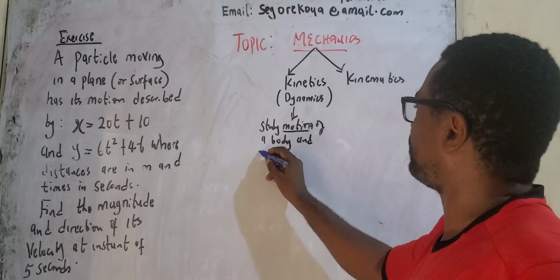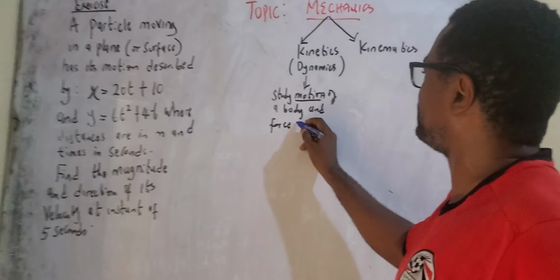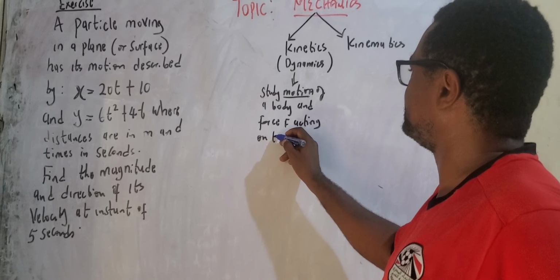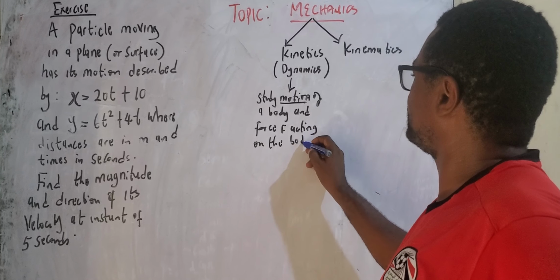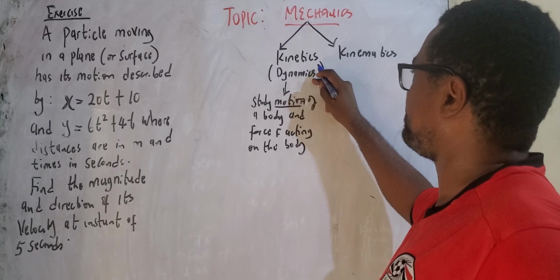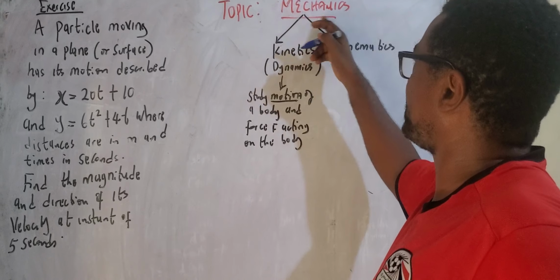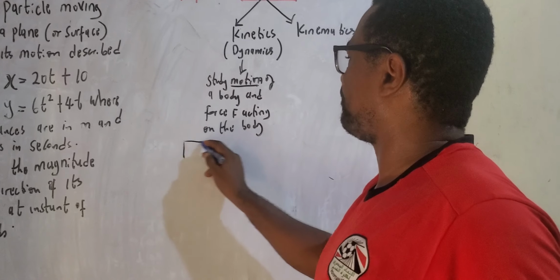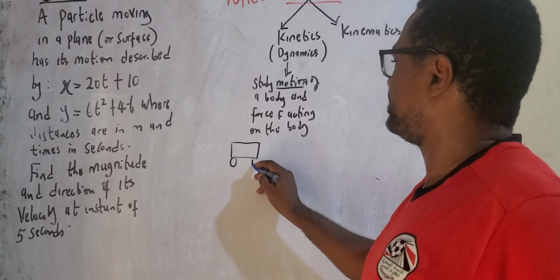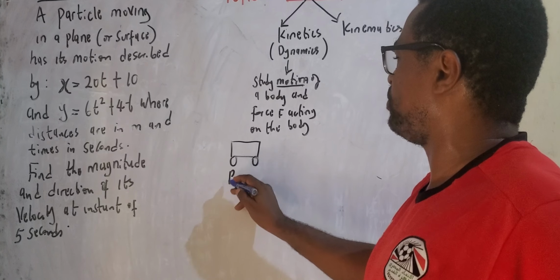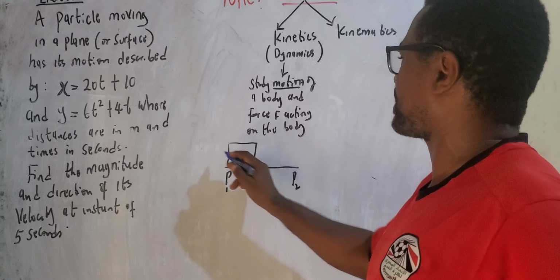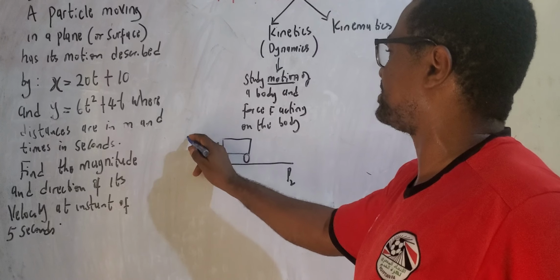It studies the motion of a body and the force F acting on that body. So that means kinetics or dynamics is the aspect of mechanics that studies the motion of a body as well as the force. Look at this body now. This body is at position P1, moving down to position P2 here, and the force F is acting on it.